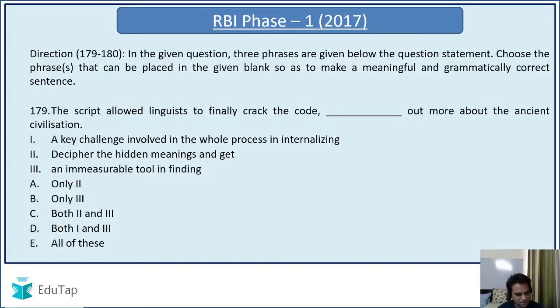Chalo guys, let's read the sentence and let's see what happens. The script allowed linguists to finally crack the code, dash out more about the ancient civilization. So in the blank, which out of these three options fits aptly? The script allowed linguists to finally crack the code, a key challenge involved in the whole process in internalizing out more about the ancient civilization, decipher the hidden meanings and get out more about the ancient civilization, or an immeasurable tool in finding out more about the ancient civilization? Yes, guys, what should be the correct answer?